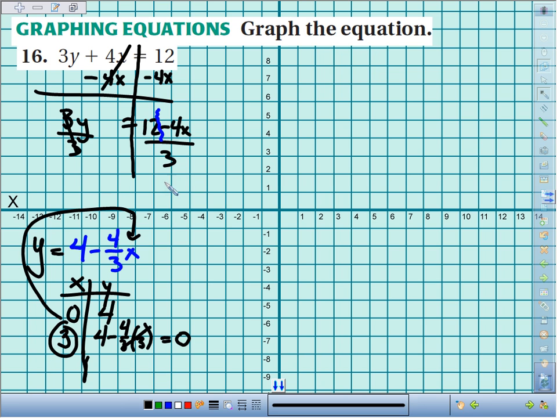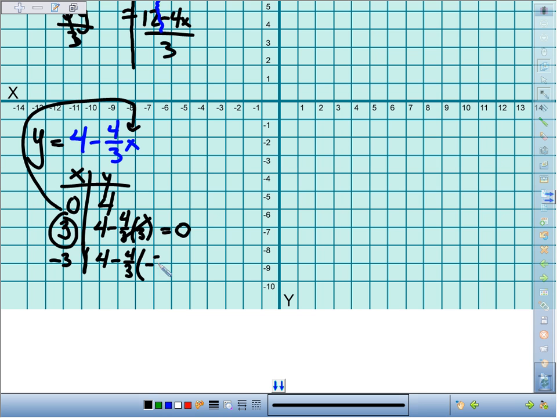I'm going to do one more multiple of 3. I'm going to choose negative 3. So if I plugged it in, I would have 4 minus 4/3 times negative 3. Well, minus 4/3 times negative 3, the 3's cancel. Negative 4 times another negative. A negative negative makes a positive. So really you end up with 4 plus 4. You get 8.